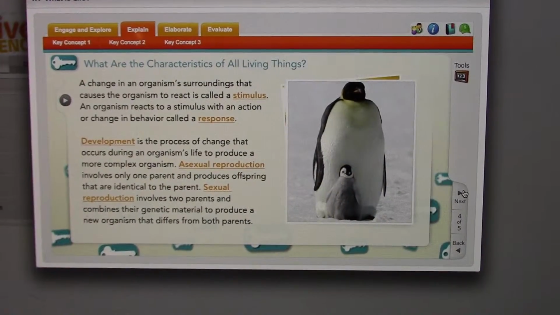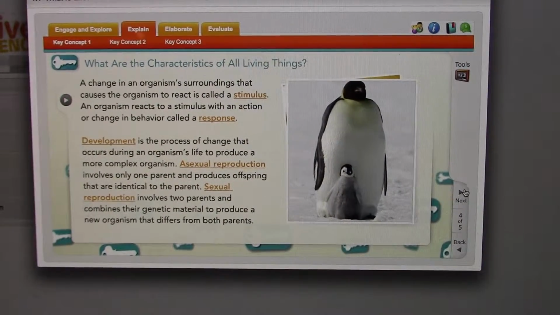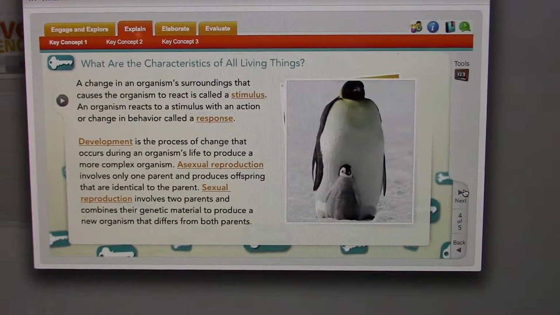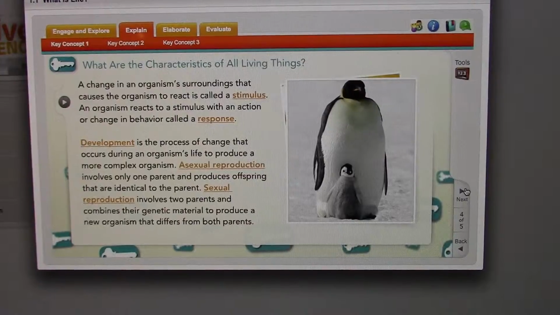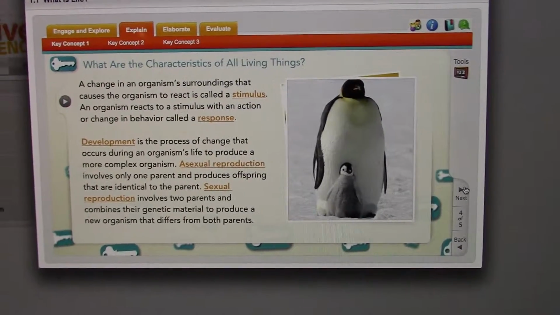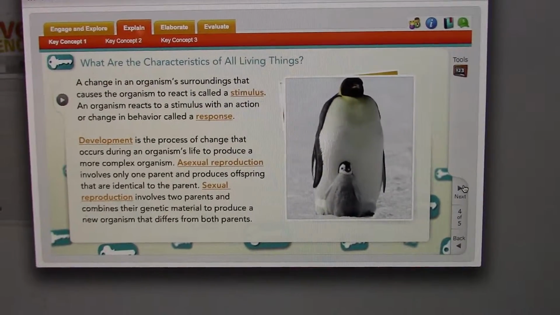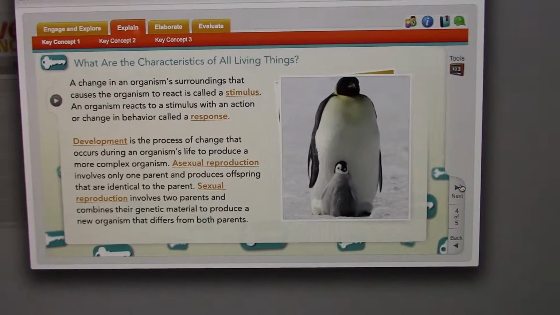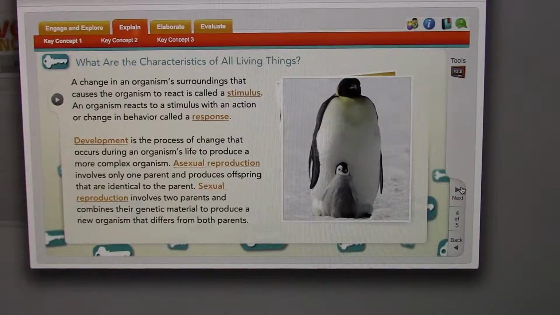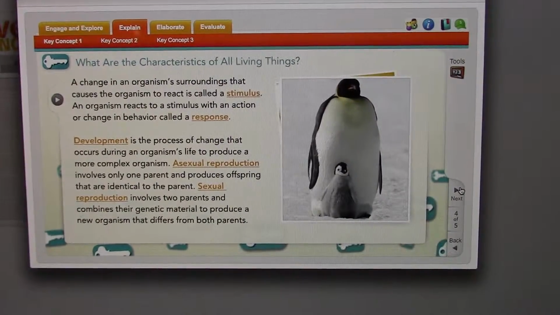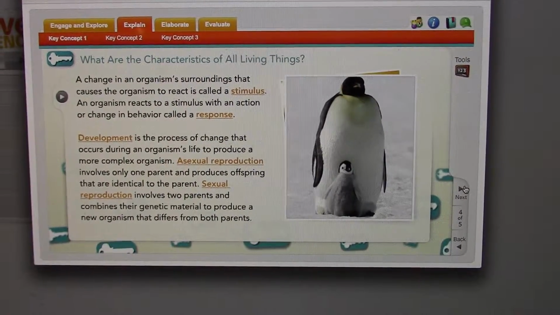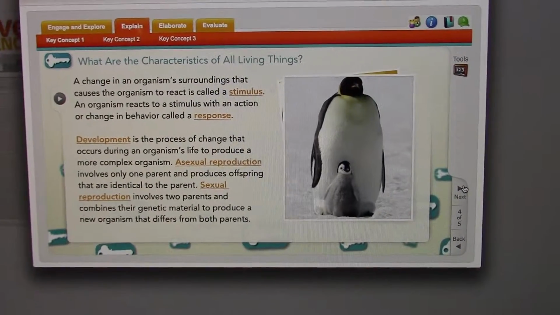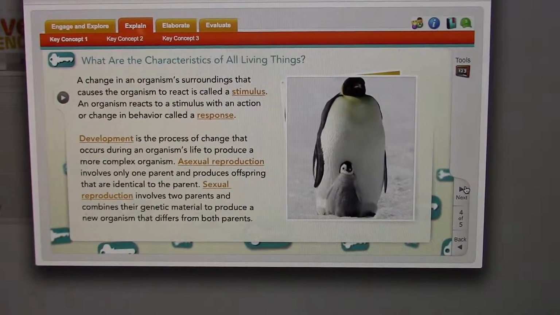A change in an organism's surroundings that causes the organism to react is called a stimulus. Like, when things get warmer, you put on more clothes. Oh yeah, you don't do that. You put on less clothes. When things get warmer, you dress for the weather. When you get colder, you bundle up, right? Something in the environment that causes you to change what you're doing. The change, the behavior, is called a response. So the stimulus makes you do something called a response.